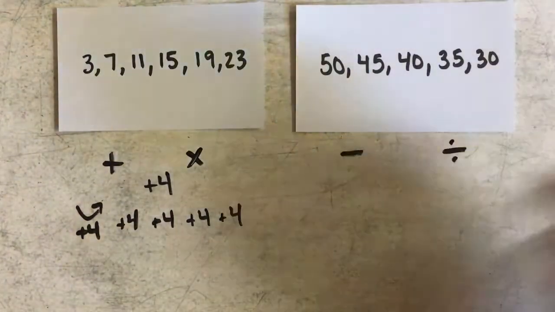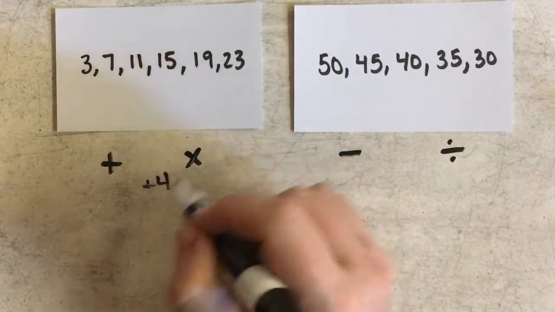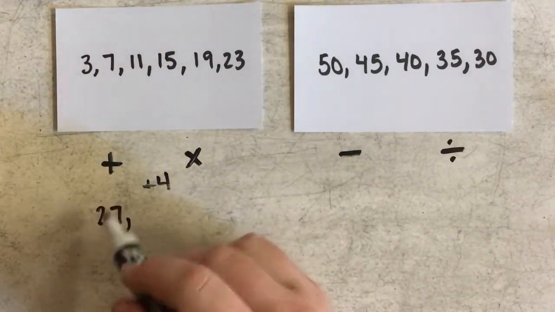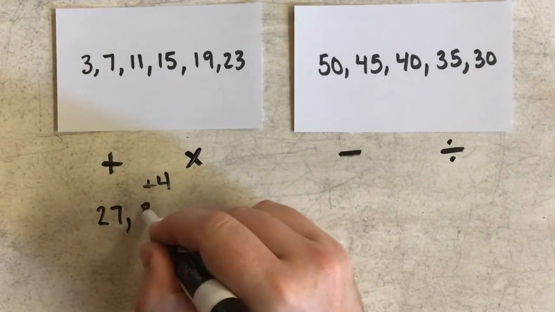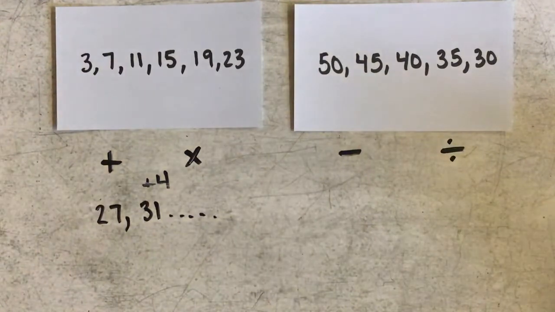So I know that my rule for this set of numbers is to add 4 to the term before it. If I wanted to continue this pattern, I would simply add 4 to 23, which would give me 27. Then I would add 4 to 27, which would give me 31. And I could continue for as long as the pattern asked me to continue.